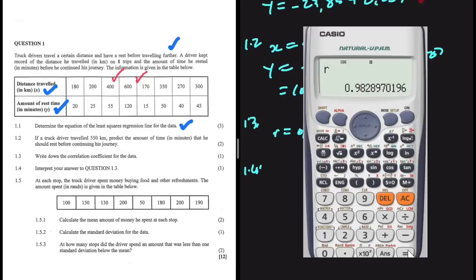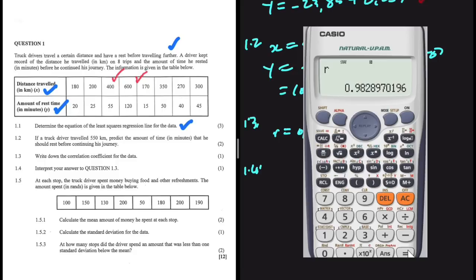1.4, interpret your answer to question 1.3. Well, the phrasing of your answer will probably be different from other people's. But basically, there's a strong correlation between the distance traveled and the amount of rest time. As you can clearly see, it is 0.98.